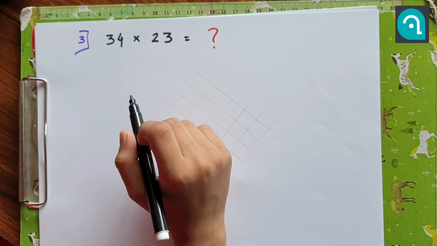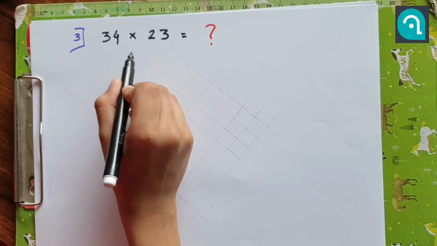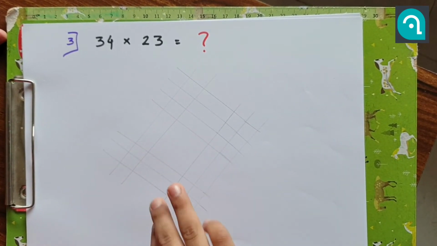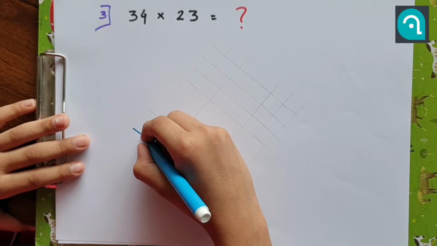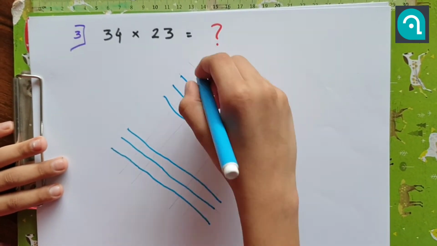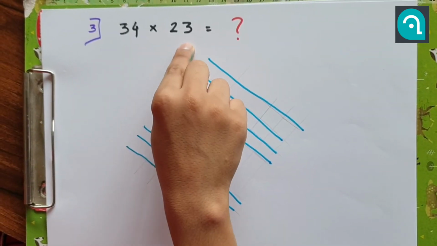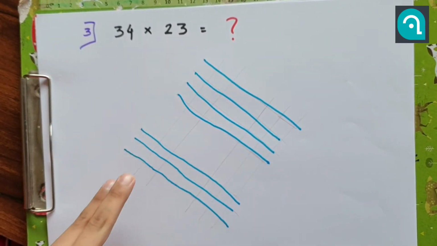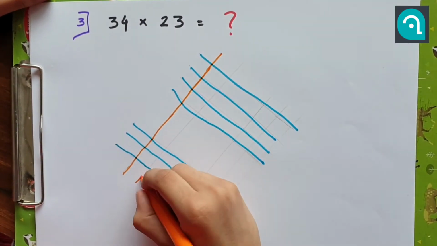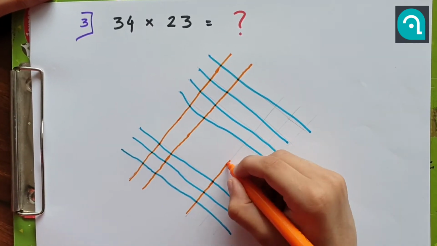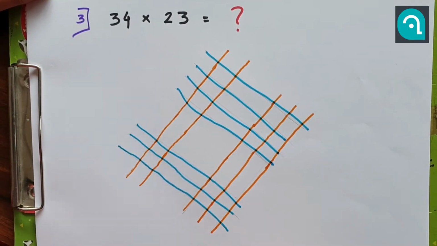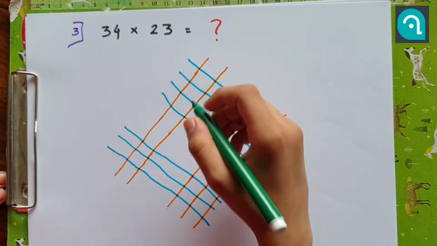Take our last question. We have to find 34 into 23. 3, 4, 34. We will draw 3 lines over here and 4 lines over here. For 2, 3, 23, we will draw 2 lines over here and 3 lines over here. Now find where these lines cut each other.